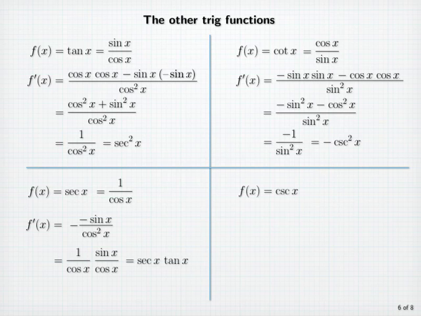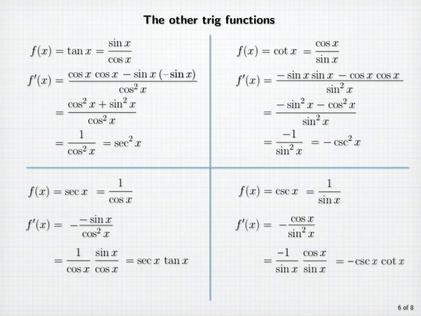Now finally, the cosecant function. Cosecant x is the same as 1 over sine x, so again we'll use the reciprocal rule. Our denominator will be sine squared x. The numerator will be minus the derivative of sine x. We write this as minus 1 over sine x times cosine x over sine x, and recognize that this may be written as minus cosecant x times cotangent x.